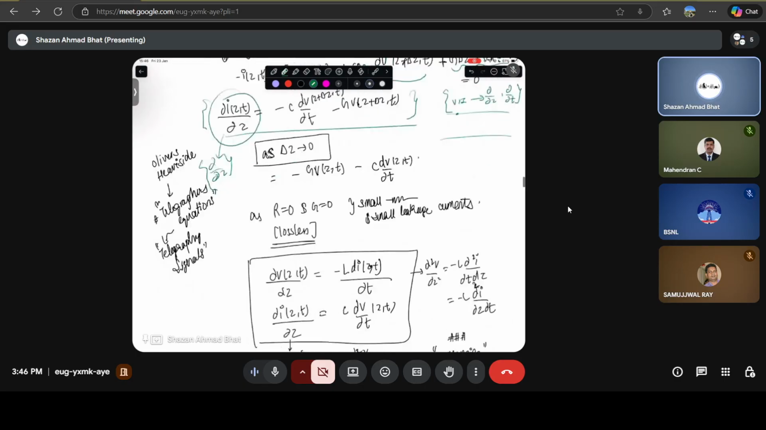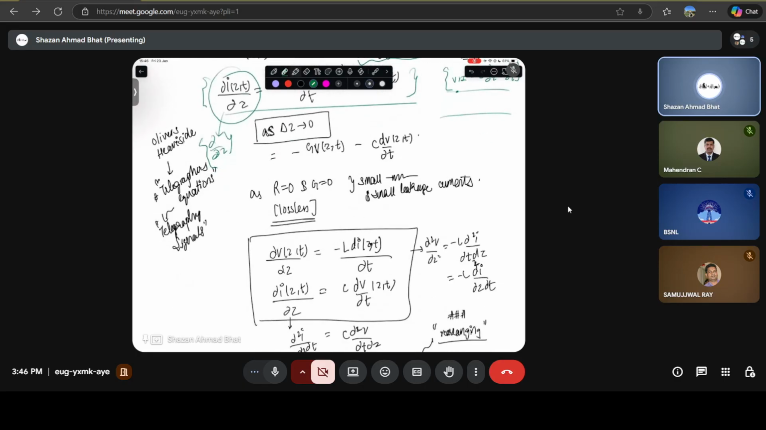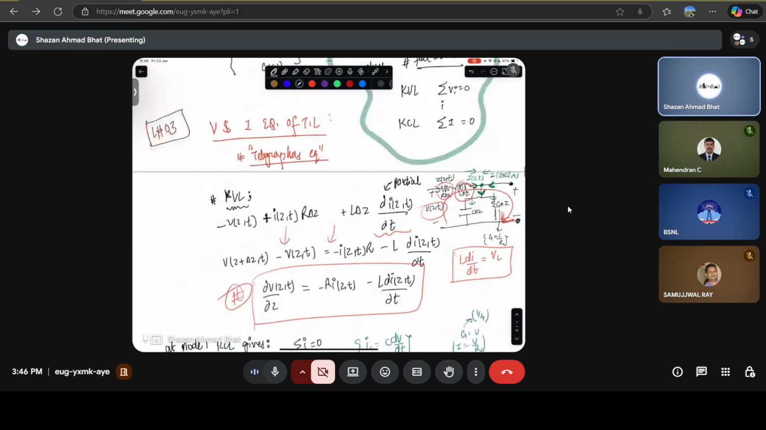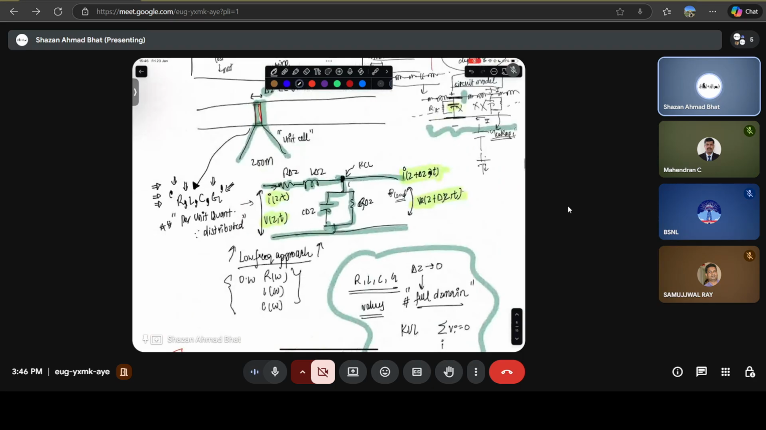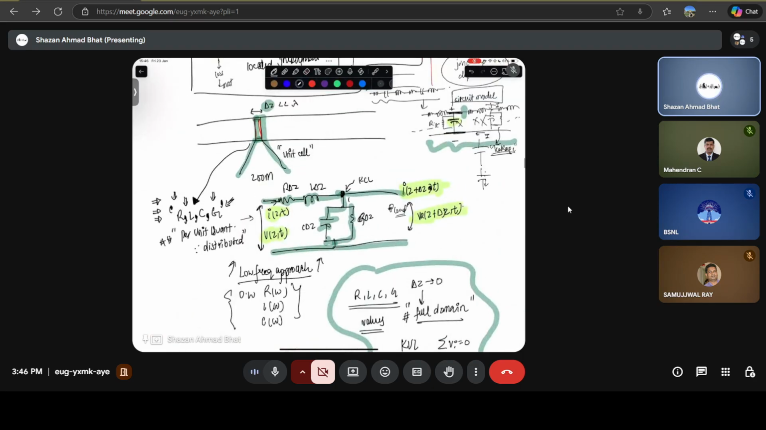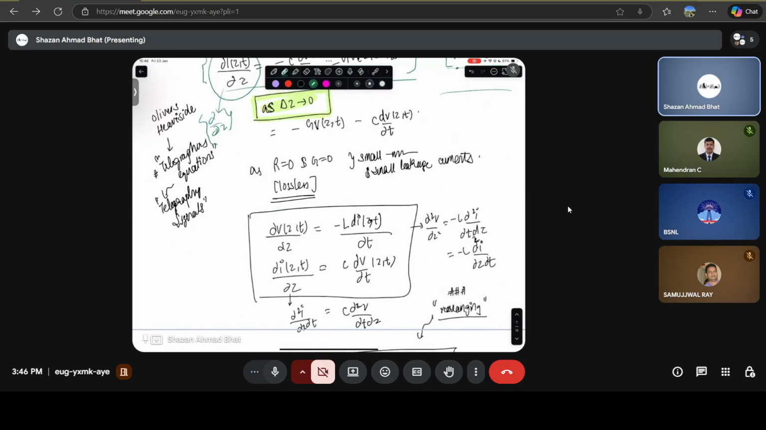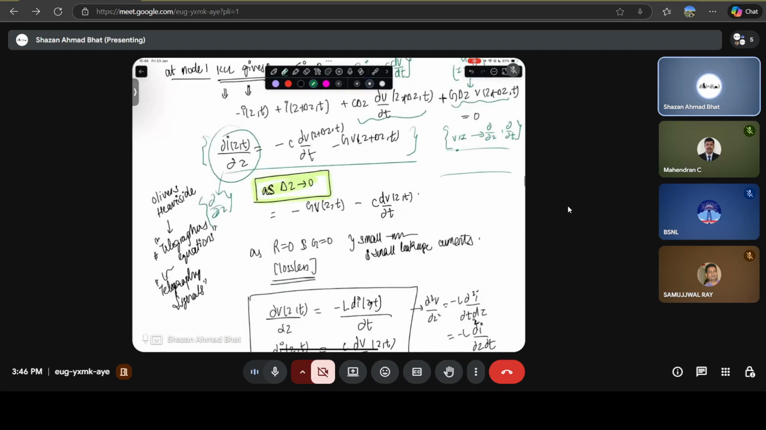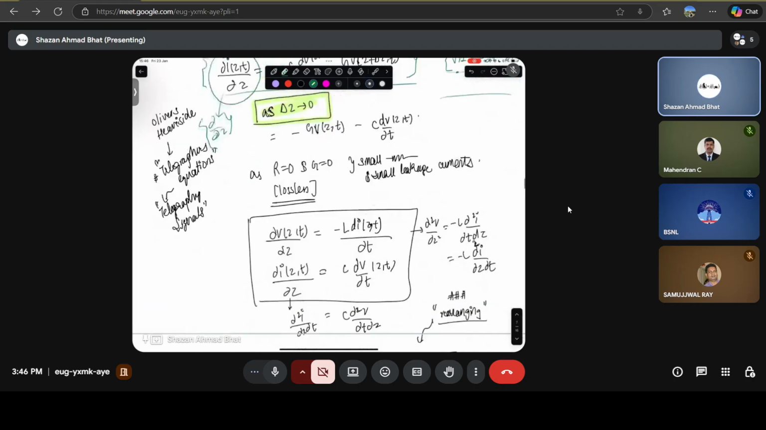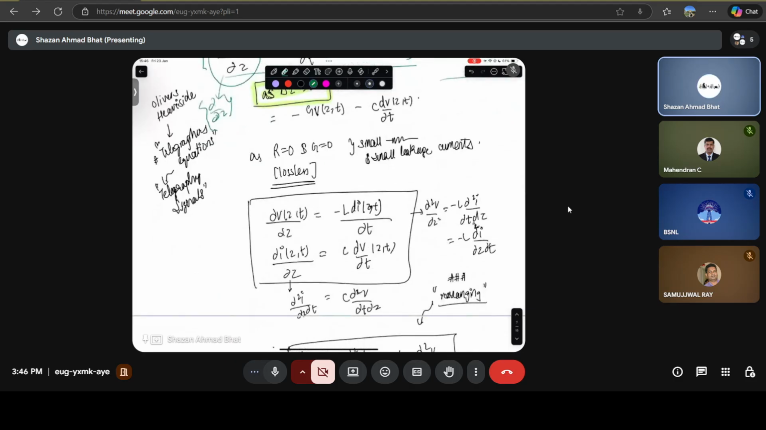So now what we do is that we approximate it and we let the Δz tend to 0. What does it mean? It means that this particular region becomes entirely small. If it becomes very small, then what is going to happen? Wherever you find the Δz, that's going to vanish. And now you are going to consider R equals 0 and G equals 0. It's basically something called a lossless line.